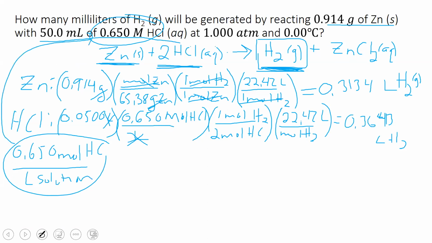From our calculation, we've determined the amount of H2 that we can make from zinc, and we've determined the amount of H2 that we can make from HCl. We take our smaller value, and that tells us that zinc is the limiting reactant.